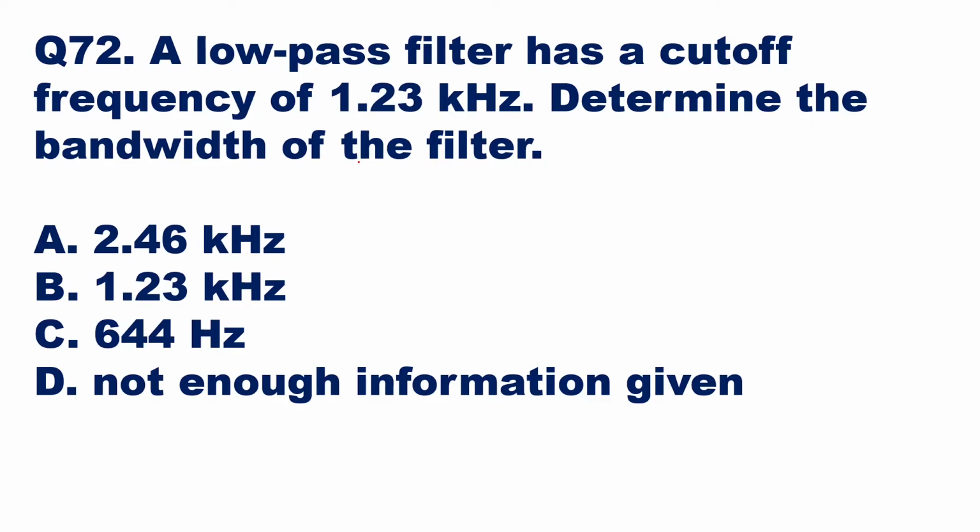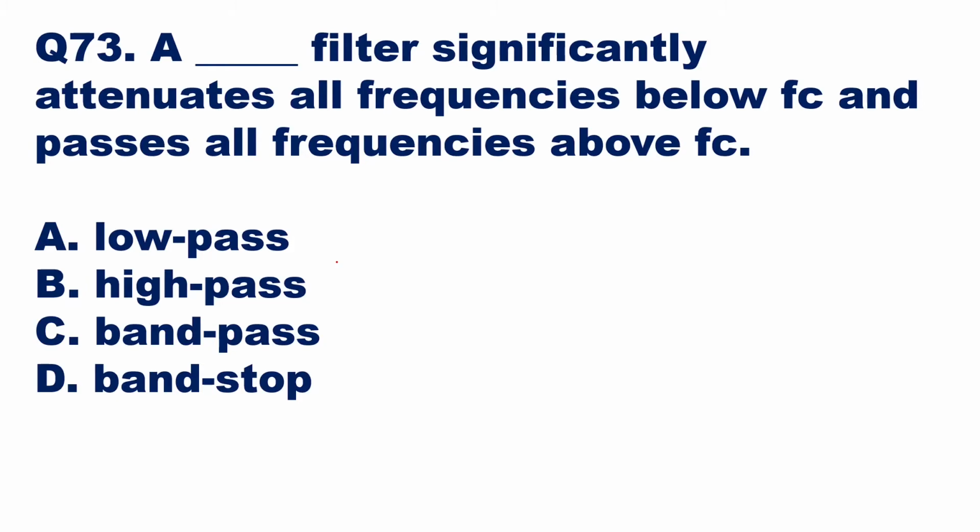Then we'll go to the next question on the same lines. A low pass filter has a cutoff frequency of 1.23 kilohertz. Determine the bandwidth of the filter. As we have told earlier, whatever cutoff frequency is there for a low pass filter, that only will be its bandwidth. So if the cutoff frequency is 1.23 kilohertz, then the bandwidth also will be 1.23 kilohertz. So here option B will be the right answer. Then we'll go to question number 73.